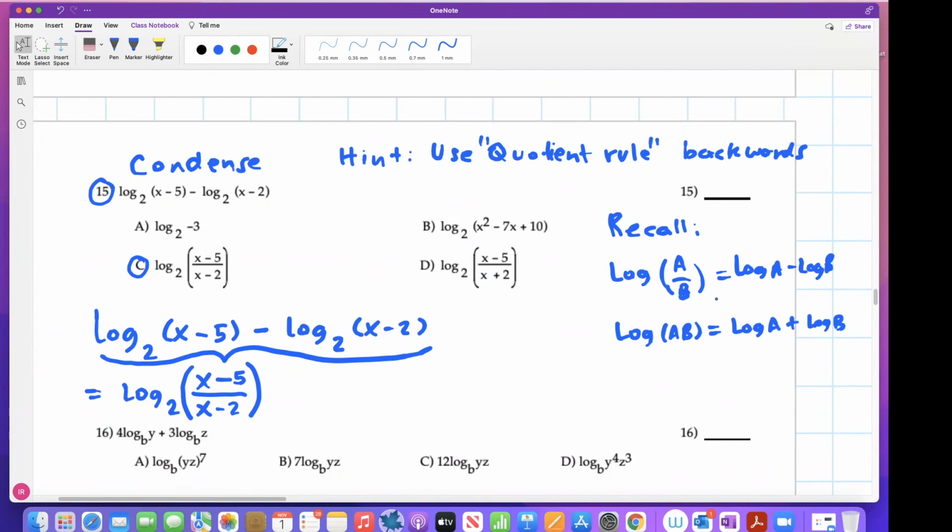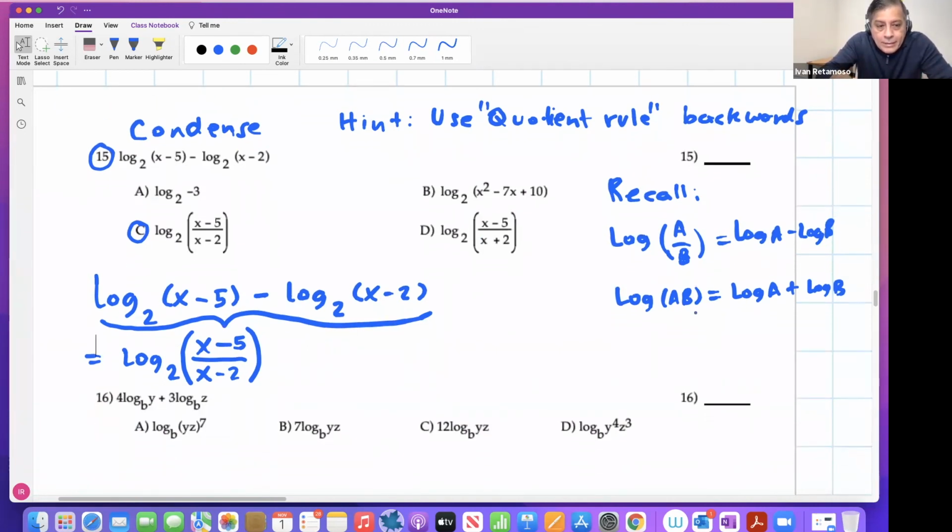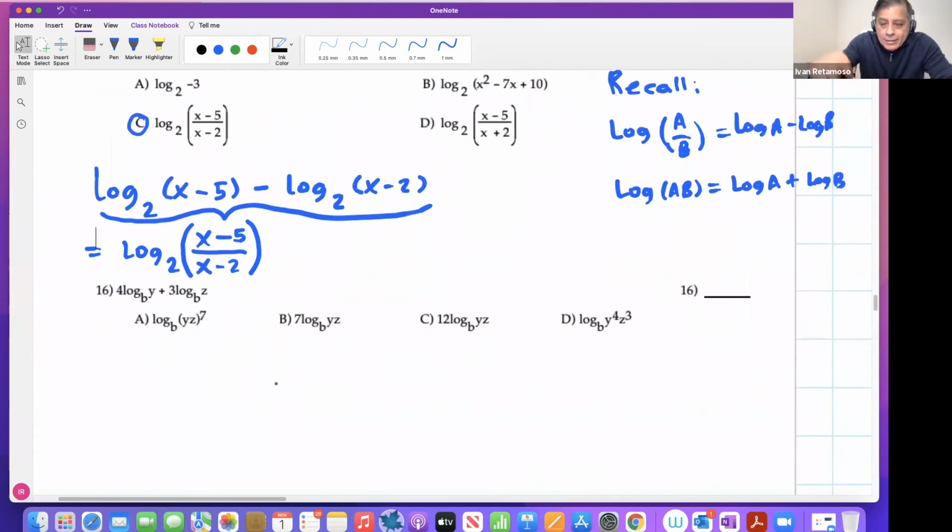Very good, guys. Whenever something is not clear, don't hold it back. Just let us know and we can clarify. All right, guys. So bottom line: when you see the sum of the logs, you will use the product rule backwards. When you see the difference of two logs, the quotient rule backwards. Great. Now this one is the last one I think on this worksheet.